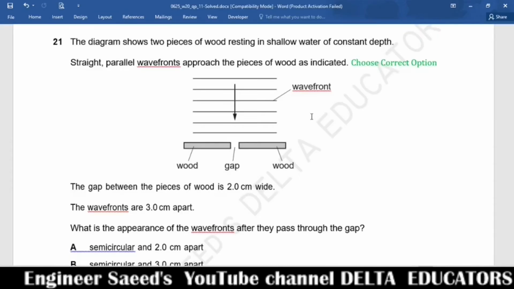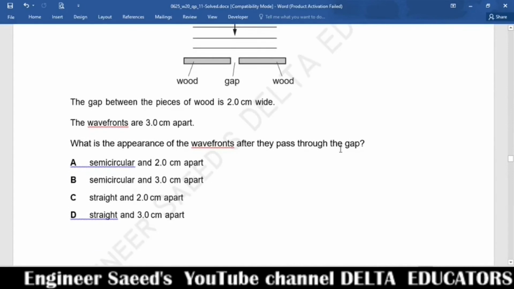Question number 21. The diagram shows two pieces of wood resting in shallow water of constant depth. Straight parallel wavefronts approach the pieces of wood as indicated. The gap between the pieces of wood is 2 cm wide. The wavefronts are 3 cm apart. What is the appearance of the wavefronts after they pass through the gap? Option A, semicircular and 2 cm apart. Option B, semicircular and 3 cm apart. Option C, straight and 2 cm apart. Option D, straight and 3 cm apart.